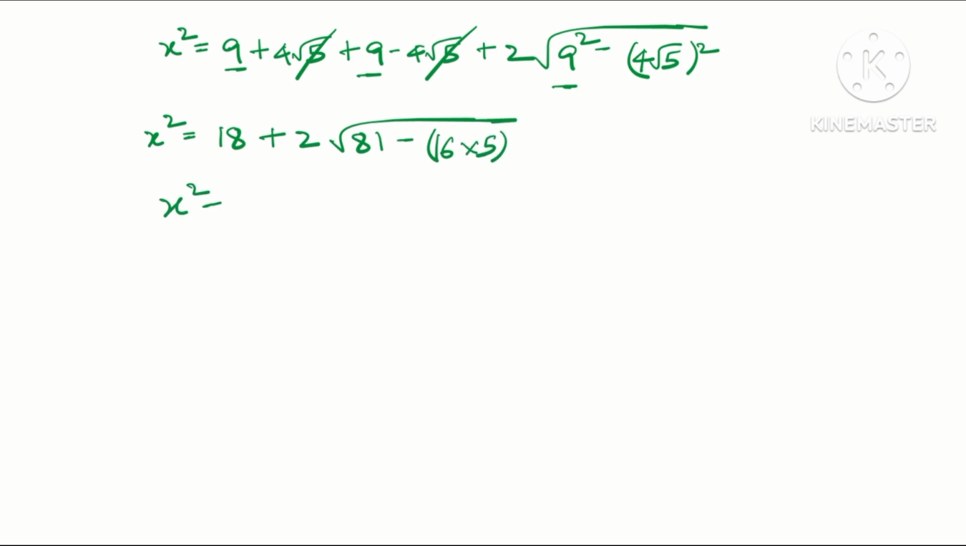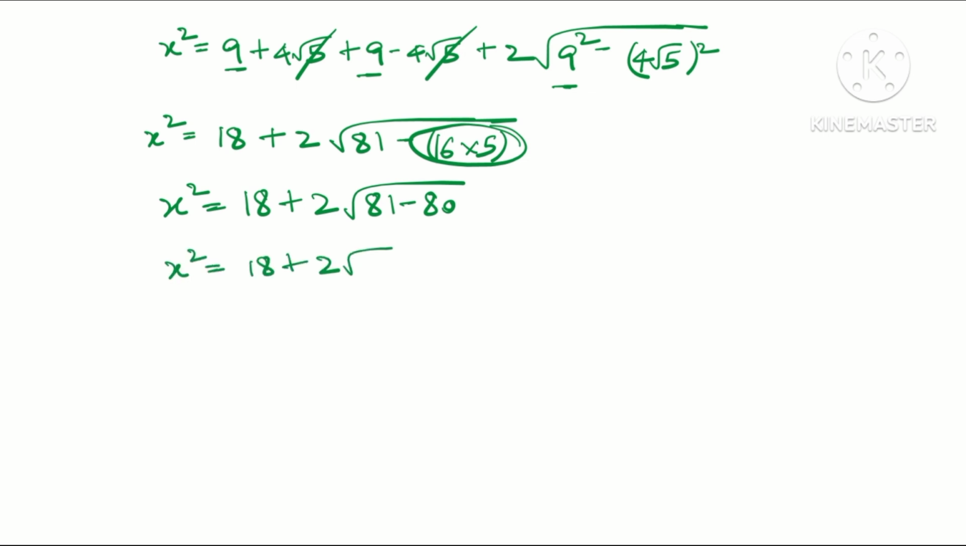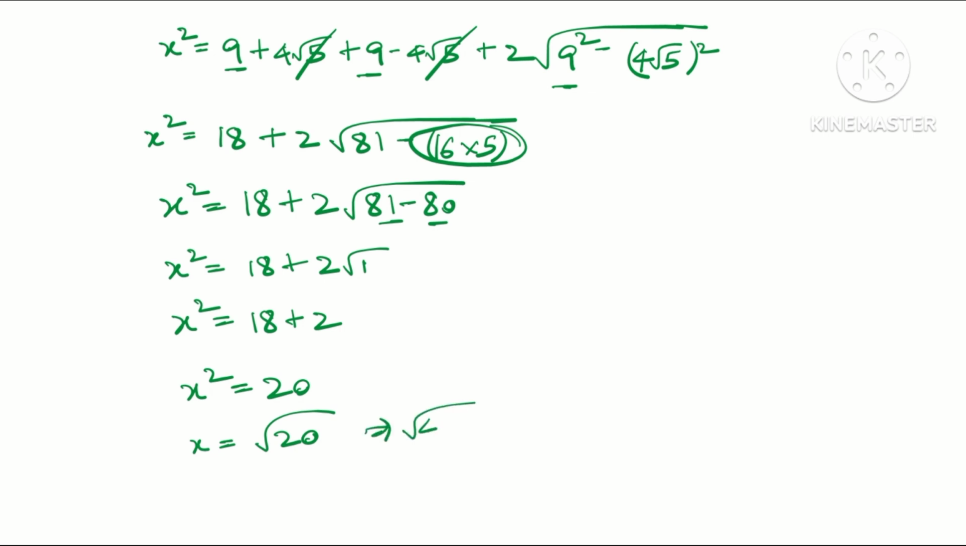X square equals 18 plus 2 root 81 minus 16 into 5 is 80. X square equals 18 plus 2 root 81 minus 80 is 1. X square equals 18 plus 2. X square equals 20, x equals root 20. Root 20 we can write as root 4 into 5. So x is 2 root 5.